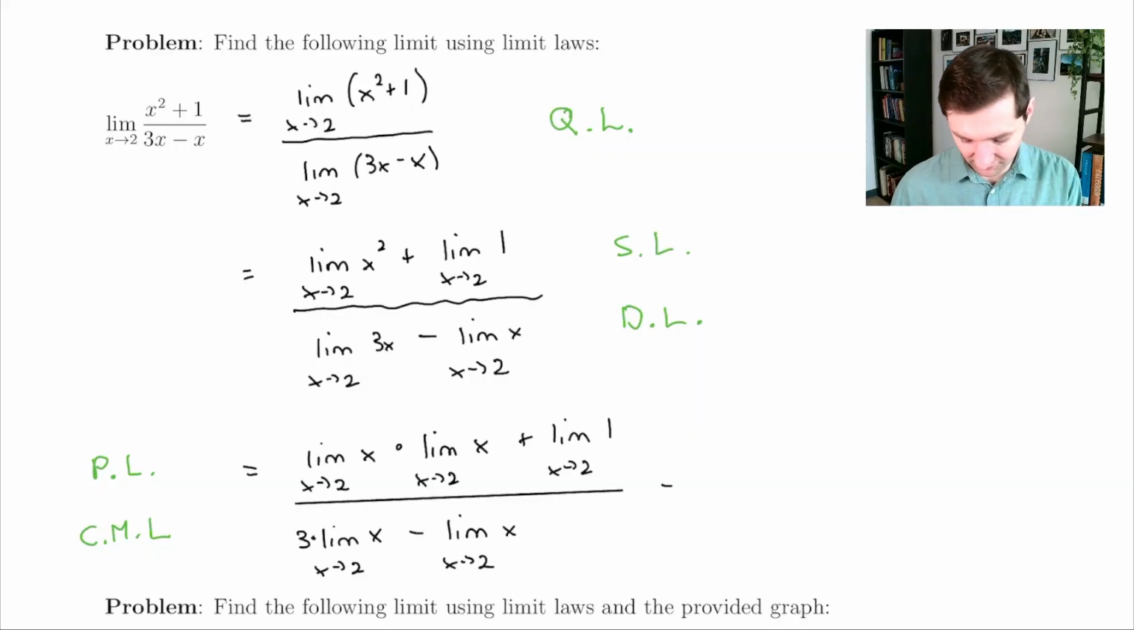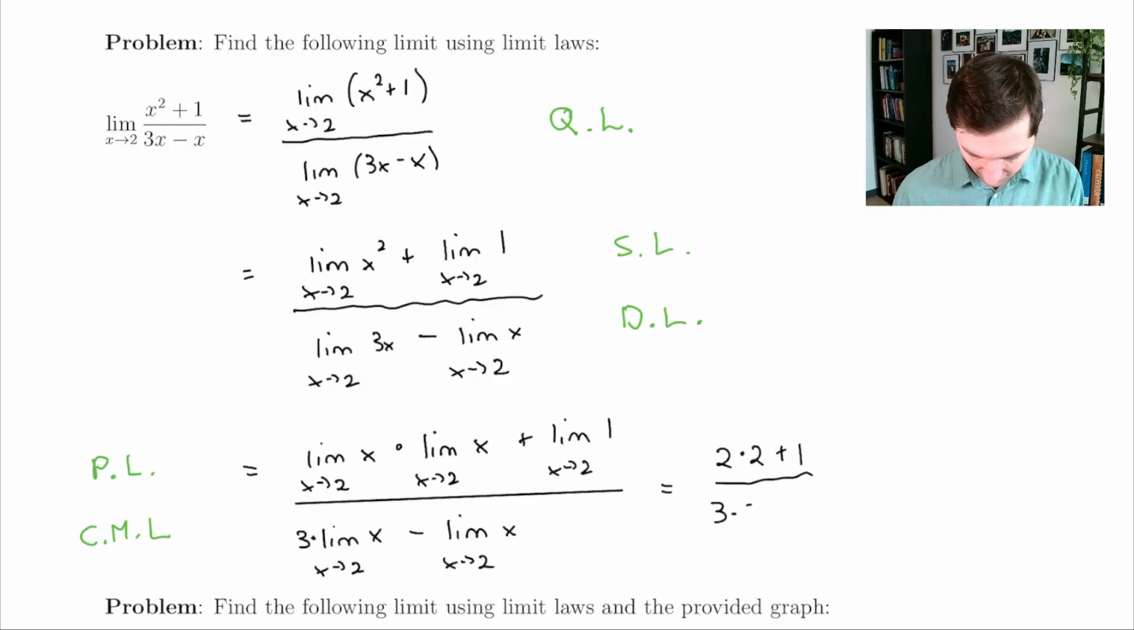Now I'm using the basic limits to compute those limits and I get 2 times 2 plus 1 divided by 3 times 2 minus 2. In the numerator I get 5, in the denominator I get 4.